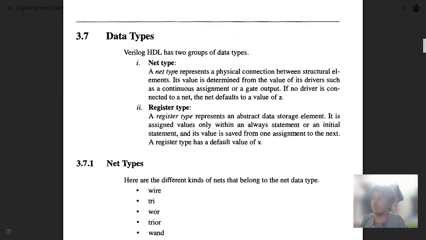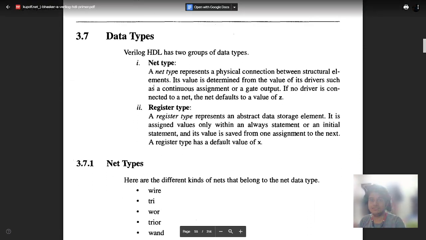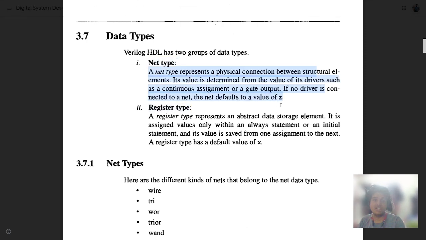Data types. As we have already talked about in the first chapter itself, Verilog has two major data types: net type and register type. Net type denotes the connection between two elements, and register data types are basically the elements which store values between them.